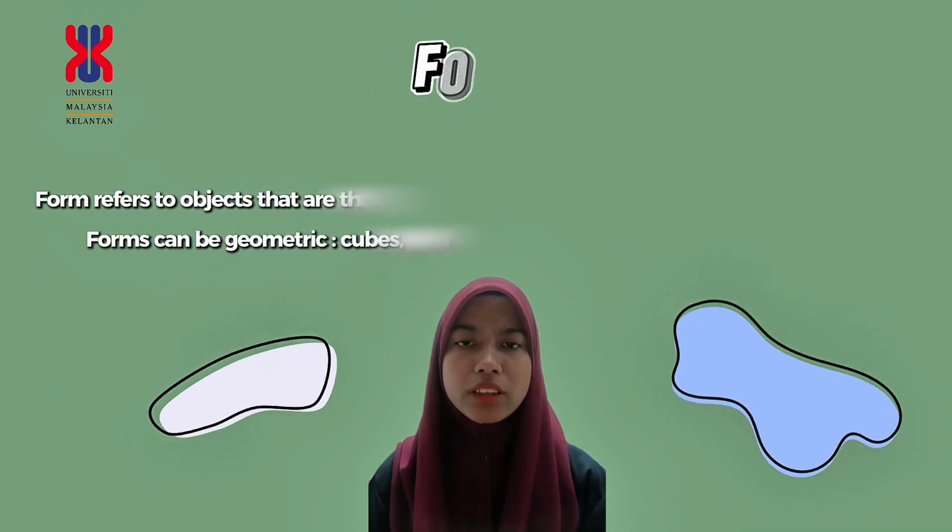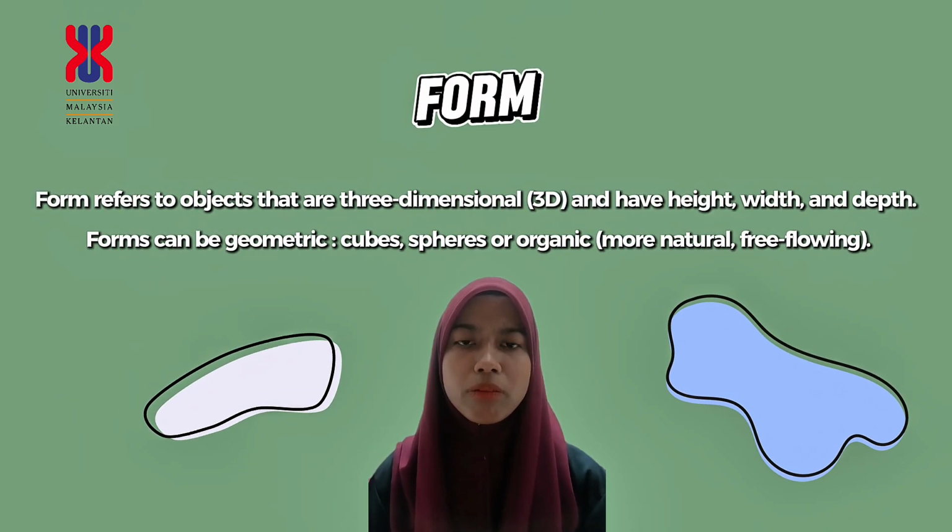Number 3 is form. Form refers to objects that are three-dimensional, 3D, and have height, width, and depth. Form can be geometric, like a cube, or organic, more natural and free-flowing.